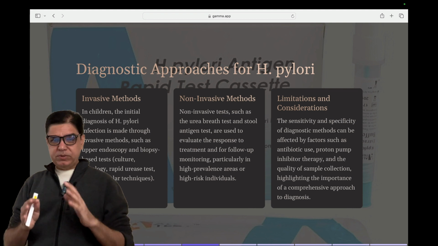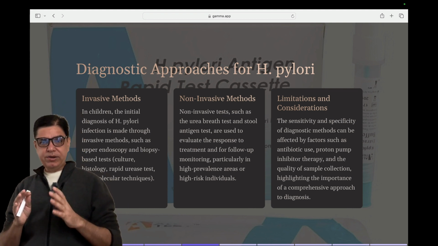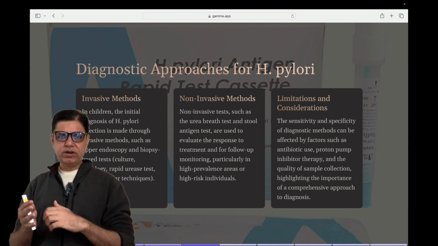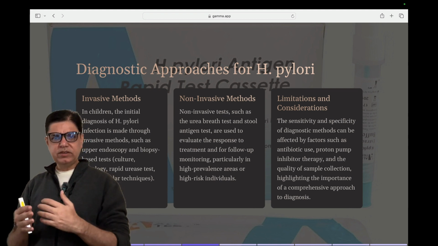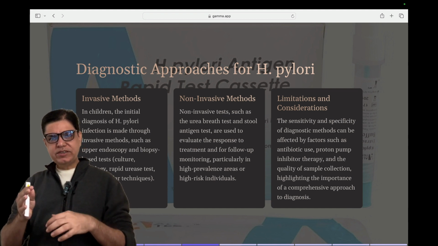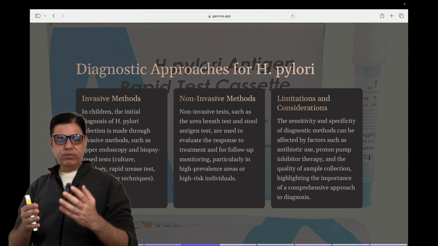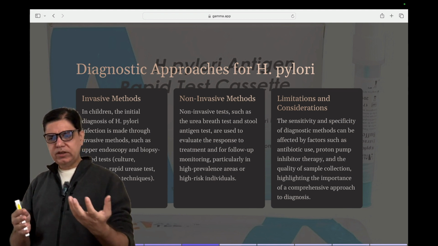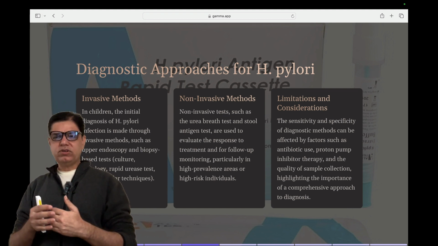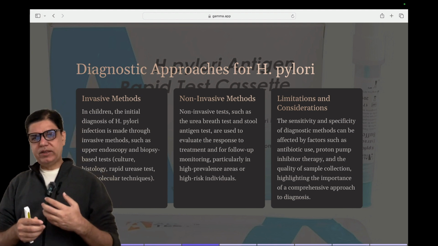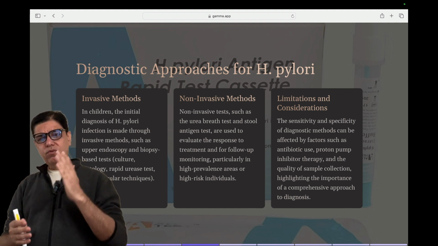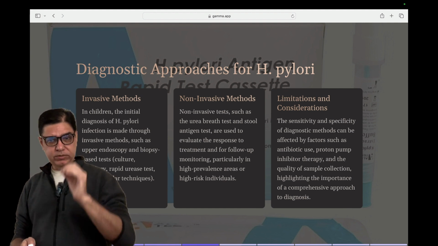Now, the sensitivity and specificity of these tests are actually a gray area. Certain tests have good sensitivity and poor specificity. Some have poor sensitivity and good specificity. So again, the clinician has to decide based on the statistical probabilities of whether this child has more chance of infection, or more chance of having something else. So, in the light of those things, the gastroenterologist or the pediatrician would be making a decision on which method to go for. But by and large, invasive methods for primary diagnosis, non-invasive methods for looking at the response to treatment. I hope this is clear to you guys.